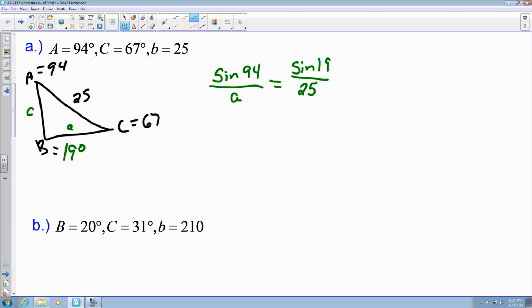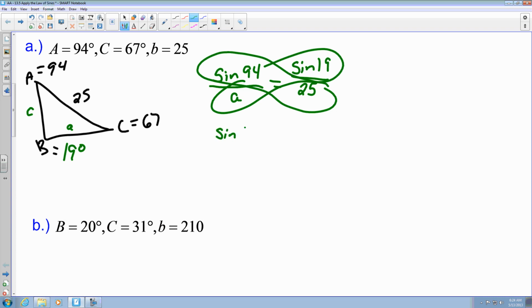So if I were to cross multiply here, I would get the sine of 19 times a is going to equal the sine of 94 times 25, which is going to give me 24.94. And then if I were to divide that by the sine of 19, I would get something like, for the a distance, 76.6.